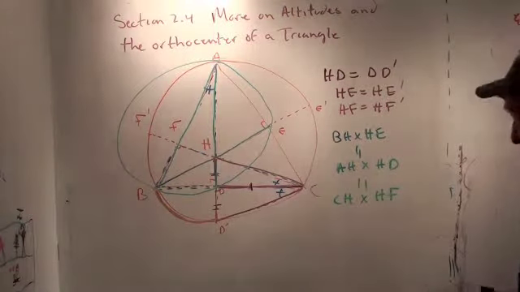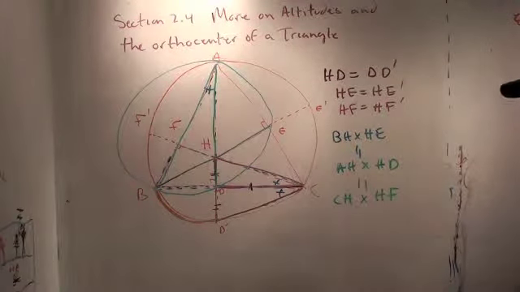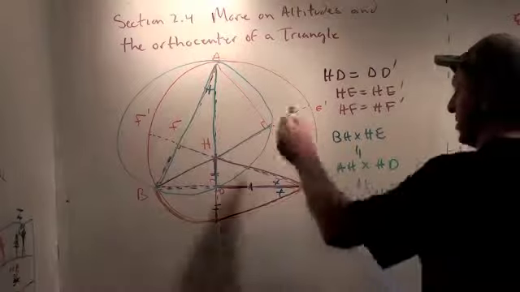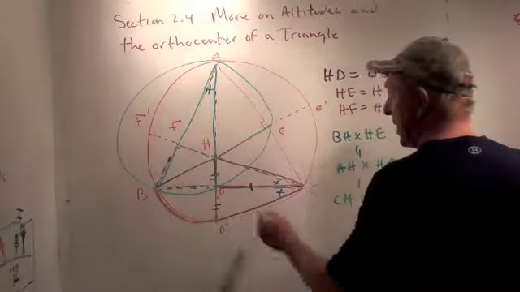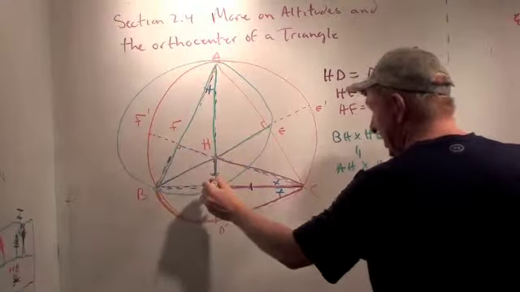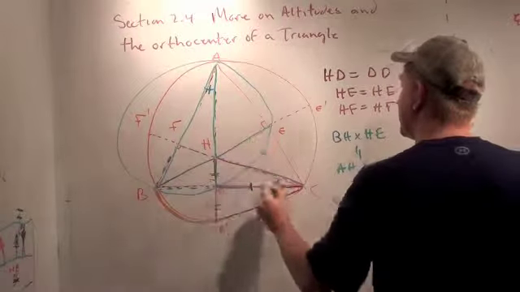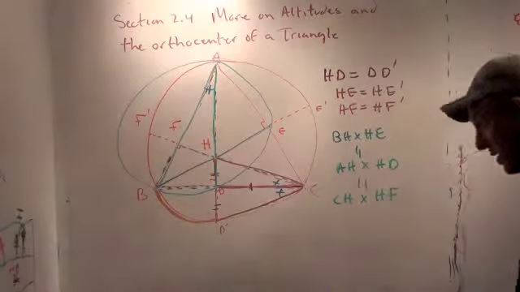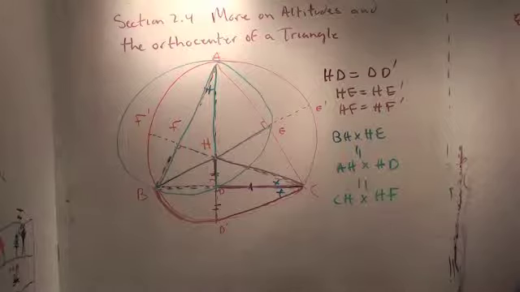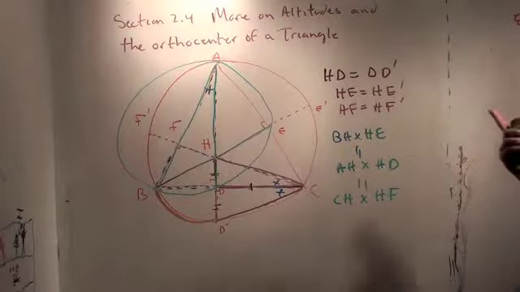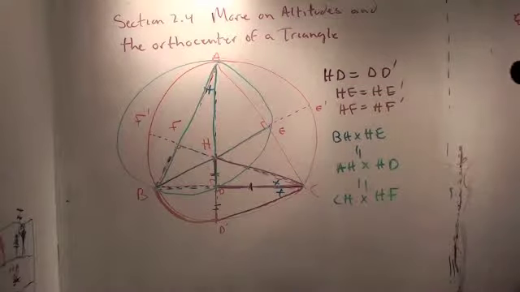In other words, the way the altitudes intersect with each other, they intersect in such a way that AH times HD equals BH times HE equals CH times HF, which is another fact about the altitudes I had never known before reading this section. Fun fact about the altitudes and also about the distance to the circumscribed circle.